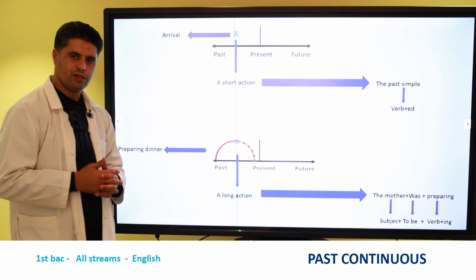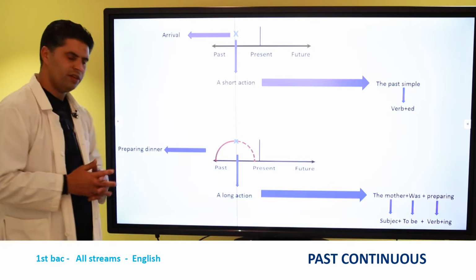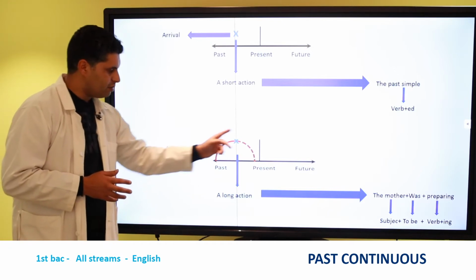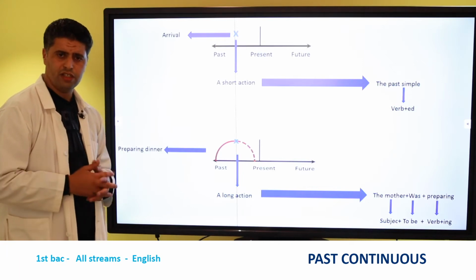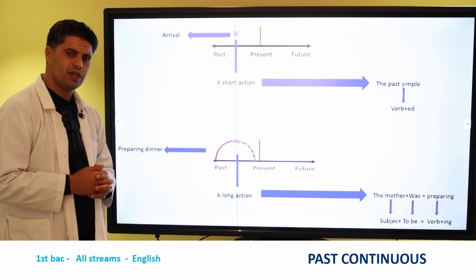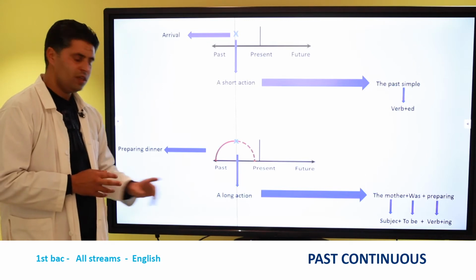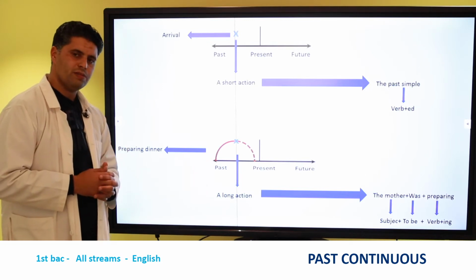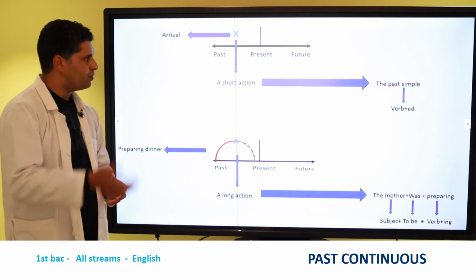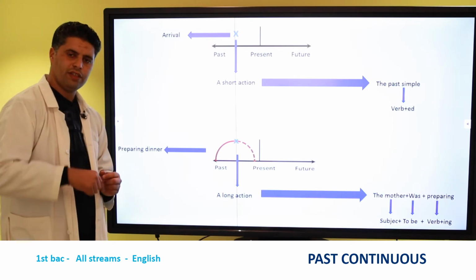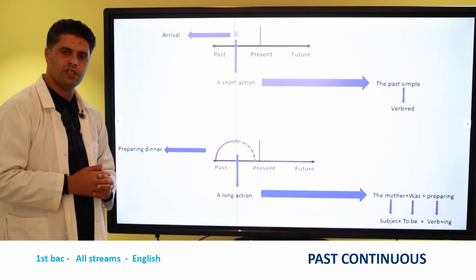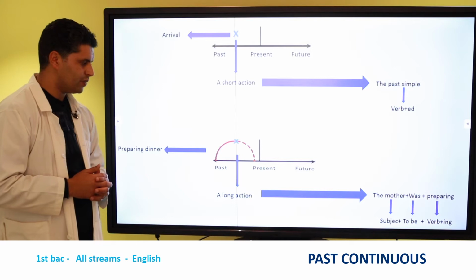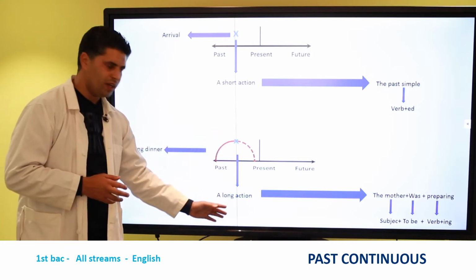The second action, as I told you before, is preparing the dinner. And this action is a long action, as you can see. It is a long action in the past. It is an action that took some time in the past. And here, this action started at a specific time, which is before the boy's arrival, and finished at another specific time in the past, which is the boy's arrival. So it's a long action.